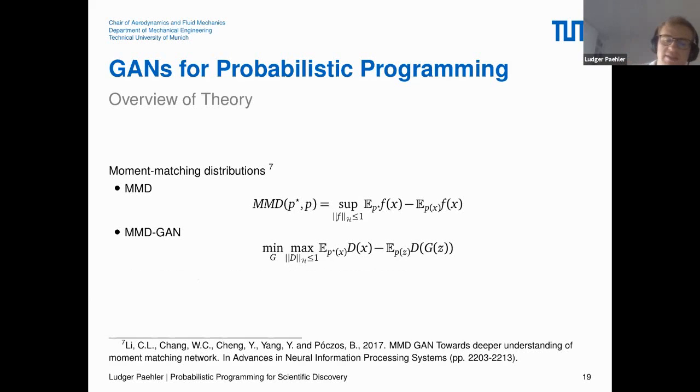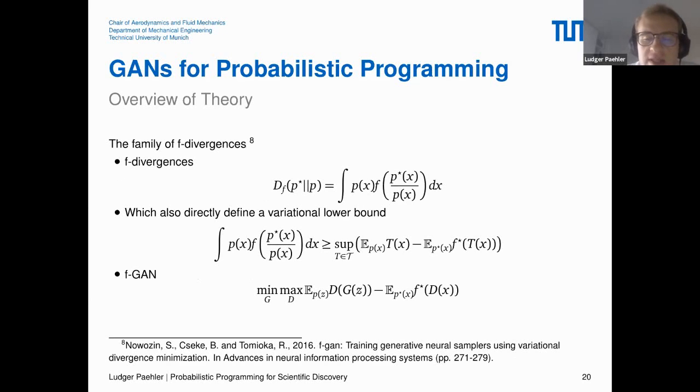Another alternative here is moment matching distributions. Then there's the F divergence, which is probably the most general one. They define their own variational lower bound, and with that, they have one more constraint, and you can combine it to define the F-GAN.